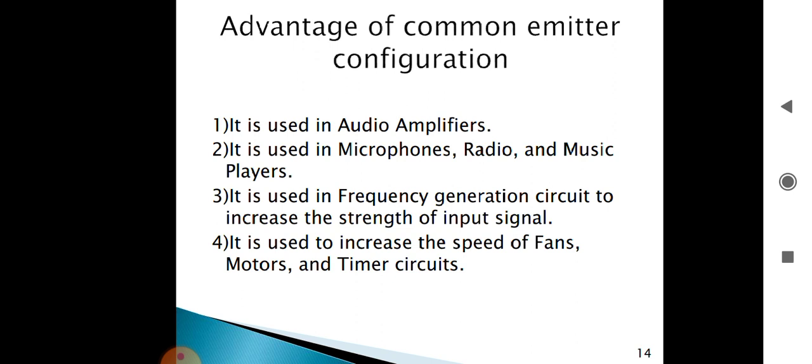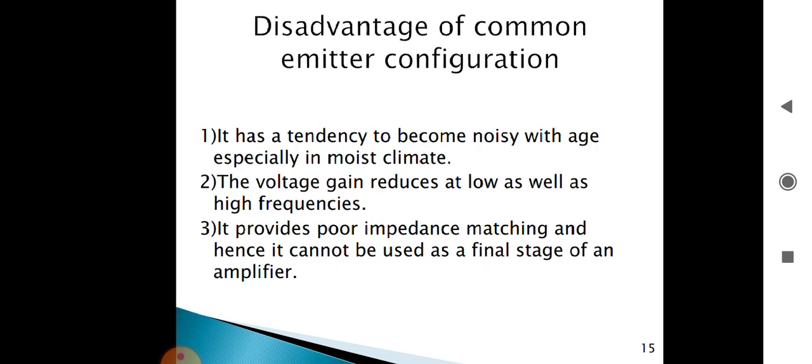Then, as we discussed, the advantages of common emitter configuration: it is used in audio amplifiers, microphones, radios, and music players. Also it is used in frequency generation circuits. Basically it is used in communication circuits, and it is used to increase the speed of fans, motors and timer circuits. Why is it used popularly? Because common emitter configuration has high voltage, current and power gain.